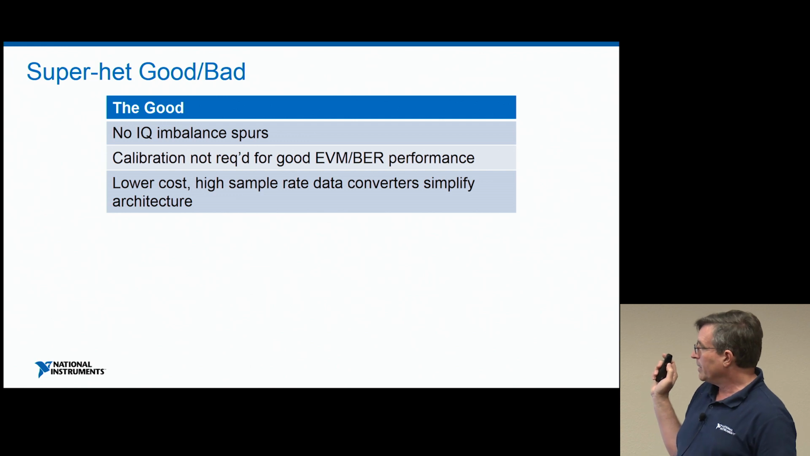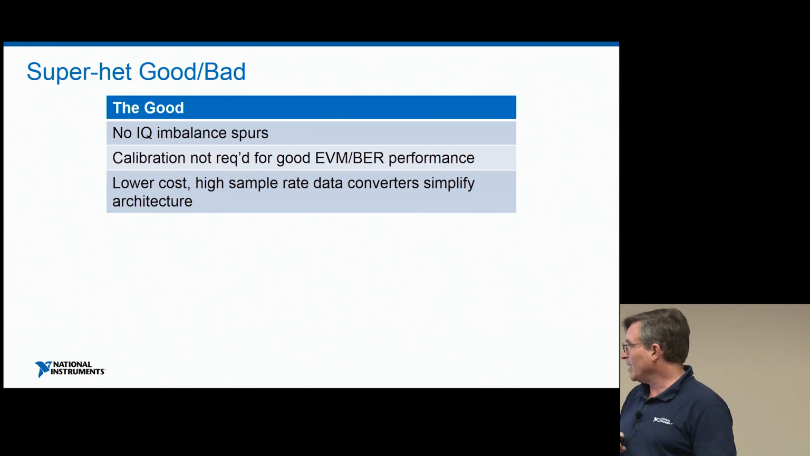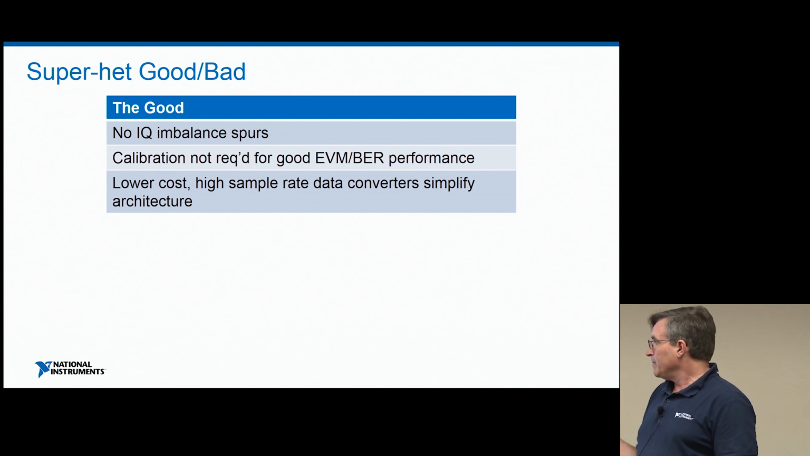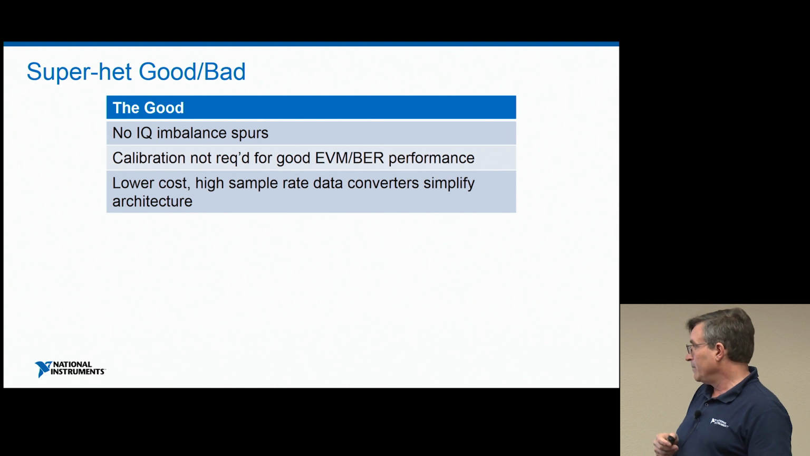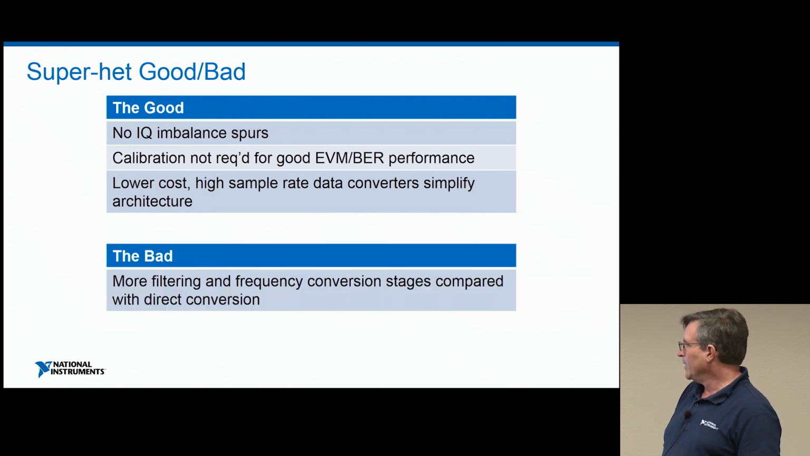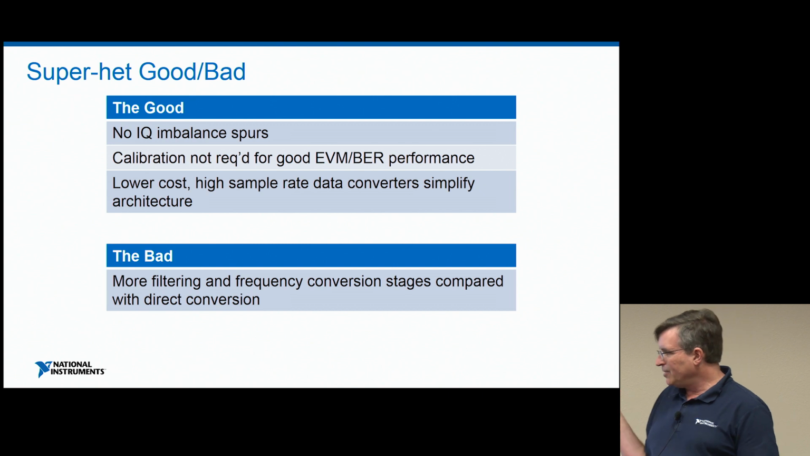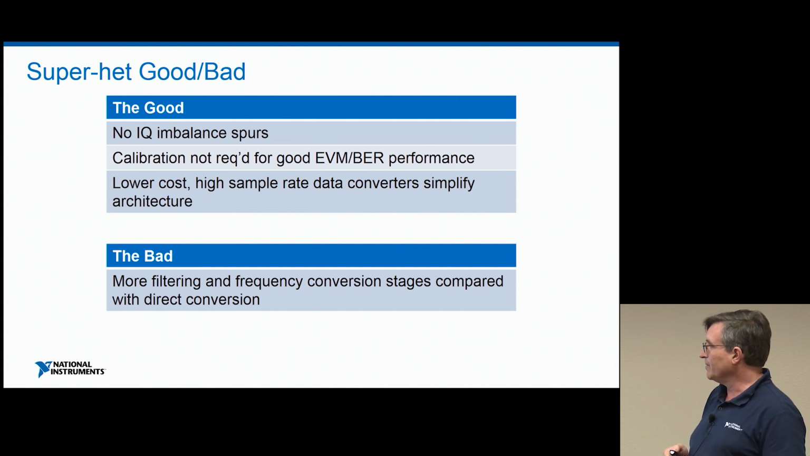So the good: I don't get any of those IQ imbalance spurs, and I don't have to do any of that calibration. And now that I've got higher sample rate data converters, I'm able to ease the design of it, or at least make it less costly. And the bad: even after all that, you still need more filtering than you would with a direct conversion type of structure.